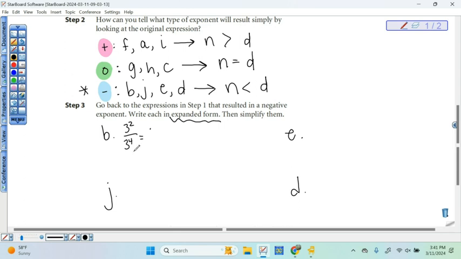That's the same thing as what I have. 3 times 3 divided by 3 times 3 times 3 times 3. Yes. And what did we decide last week? What does 3 over 3 equal? 1. Right? So if I have a 3 in the top and a 3 in the bottom, they cancel out to be 1. 3 in the top, 3 in the bottom, they cancel out to be 1.